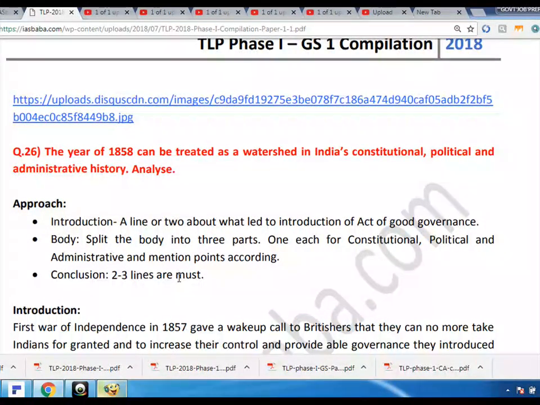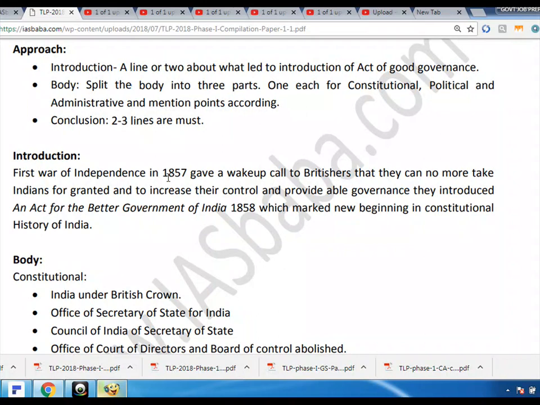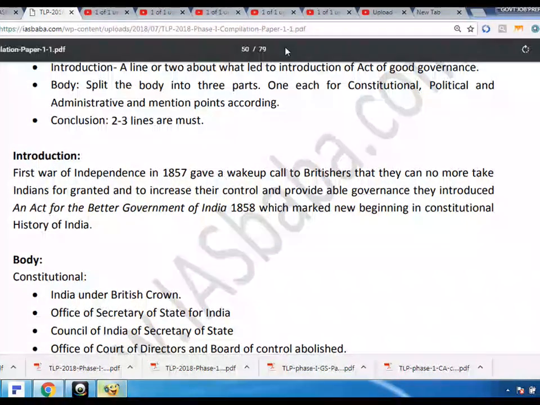Introduction. The First War of Independence in 1857 gave a wake-up call to the Britishers that they could no more take Indians for granted. To increase their control and provide able governance, they introduced the Act for the Better Government of India 1858, which marked a new beginning in the constitutional history of India.